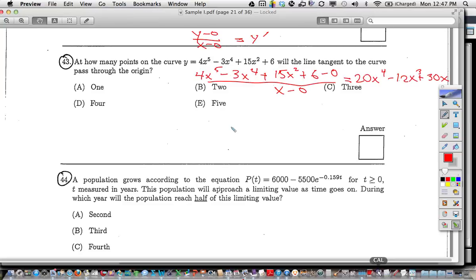Okay? So now you can get your calculator out, and you can do a solve, and you get one answer. You only get one x value. So there's only one place where this works. And so that's how you would know that. Okay? So the answer is that.